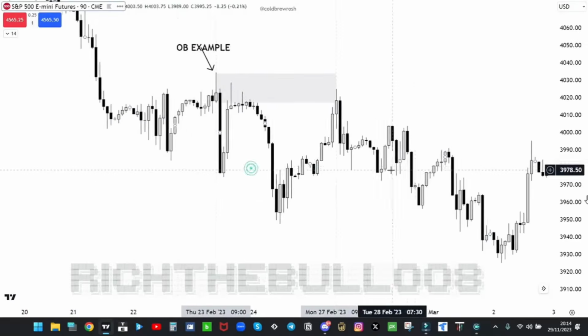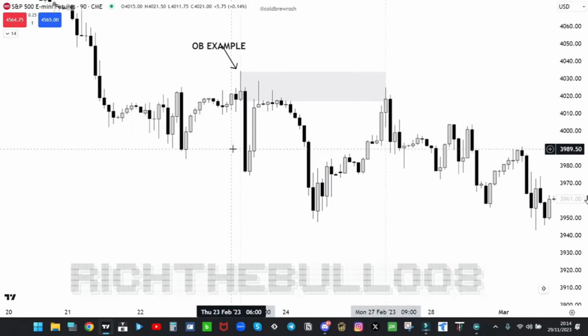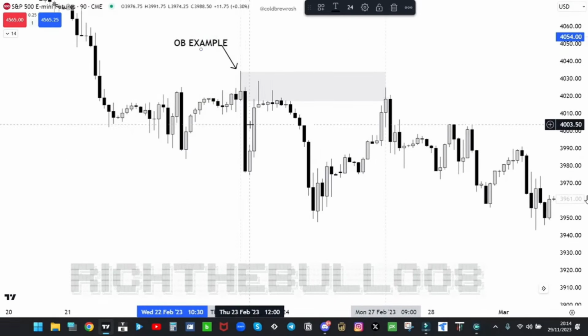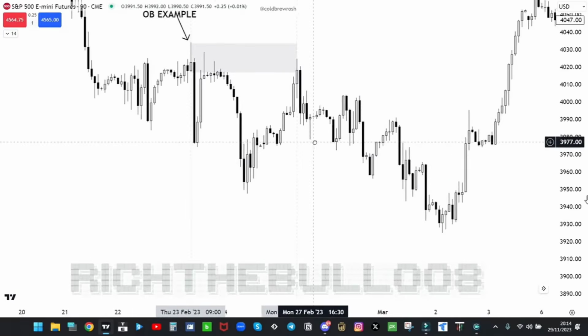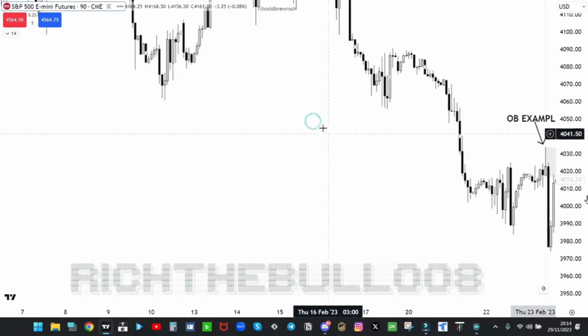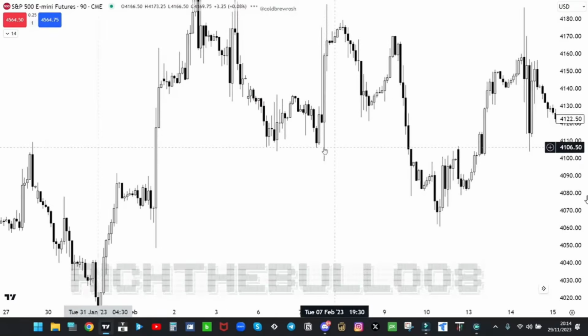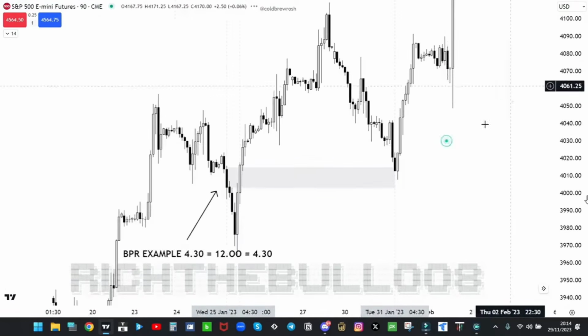Okay, another order block example. The order block was made on the 23rd, Thursday at 9 o'clock in the morning. 9 o'clock Monday morning, a candle enters the range, falls away. Look, changing the state of delivery again. Instant. Guys, this is unarguable. You just can't argue this fact.